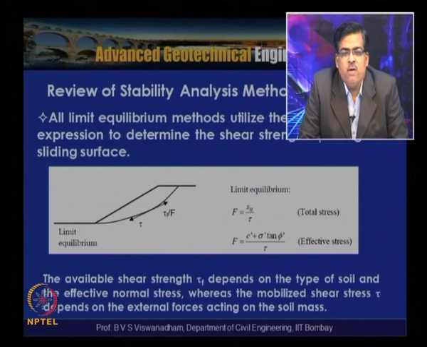Basically the available shear strength tau f depends on the type of soil and the effective normal stress, whereas the mobilized shear stress tau depends upon the external forces acting on the soil mass, that is the self weight of the soil, which are all called geostatic conditions, as well as any external loading on the crest of the slope, which also adds to the destabilizing or disturbing force.